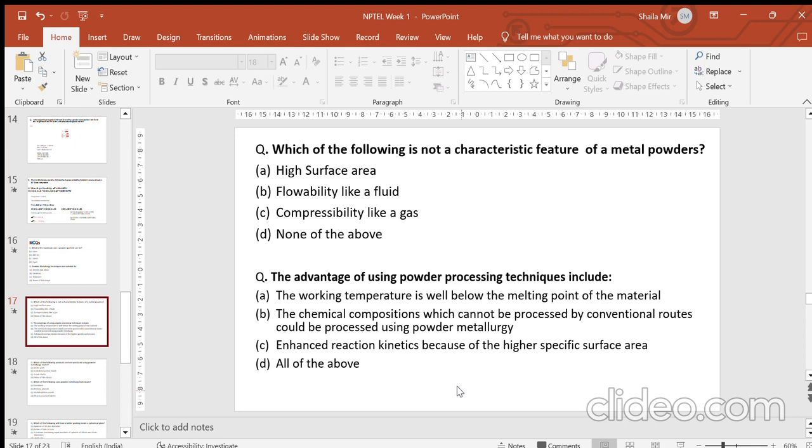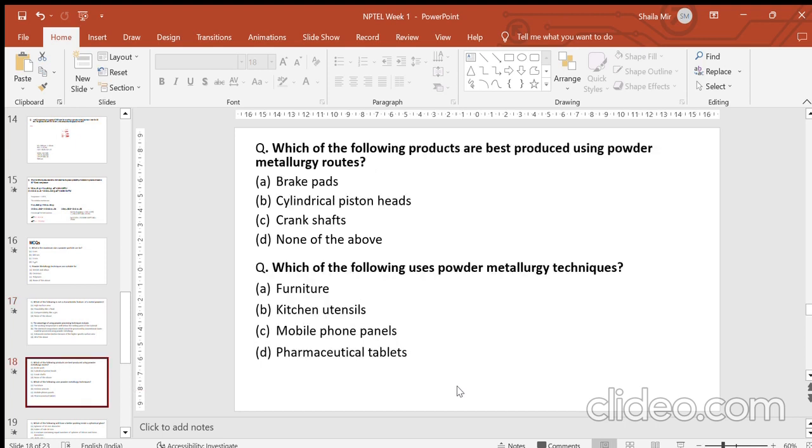For example, tungsten. The tungsten has a very high melting point. So that's why we never use casting for it. We don't go through the casting method. We go through the powder metallurgy route for processing of tungsten powders. Then the answer is right. The answer is all of the above.